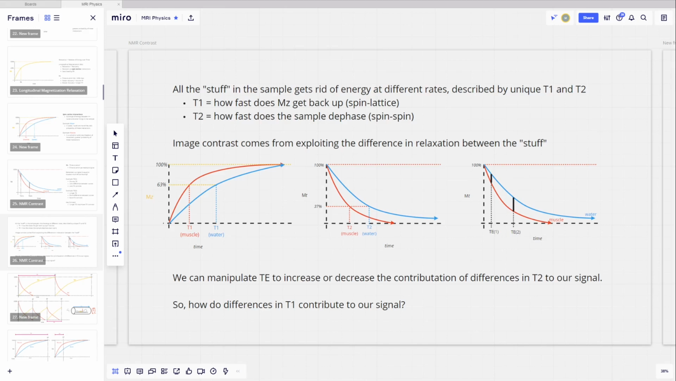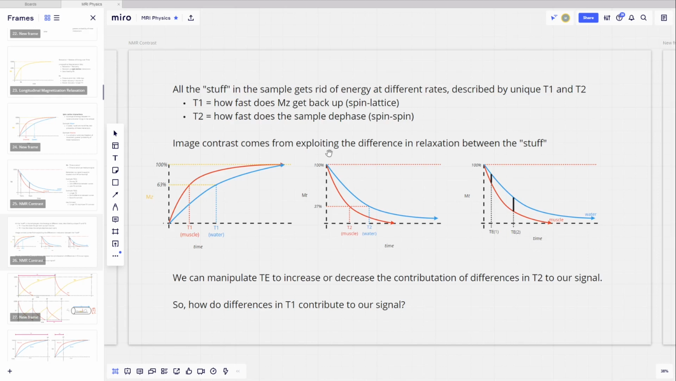T1: how fast does our longitudinal magnetization recover? It's this on the left. How fast does it do that through the spin-lattice interactions? T2 is how fast does our sample dephase? How fast does the transverse magnetization, our signal, decay? And that's through the spin-spin interactions. And like we just said, image contrast comes from exploiting the difference in how quickly these things relax.